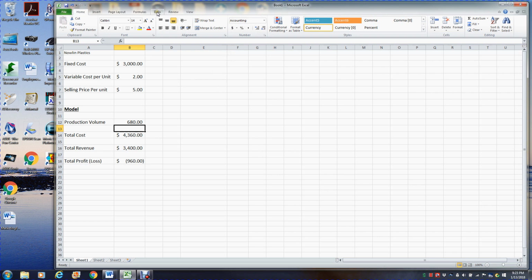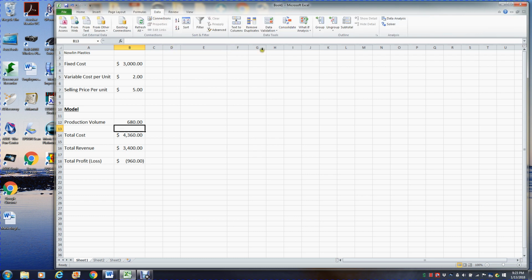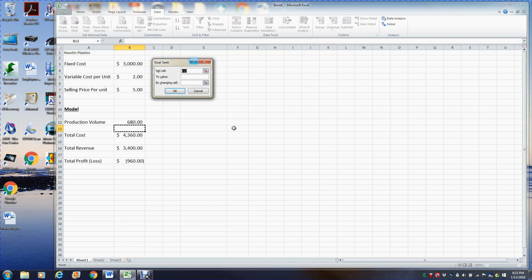To do that, click on the data tab at the top of the command ribbon, and then there is a what-if analysis command. You click on that. The middle option is goal seek, and this is where you can set one cell to a desired value and have it change a second cell, which is tied to that cell by some formula or group of formulas, and it will automatically change that value until it gets to your desired value.